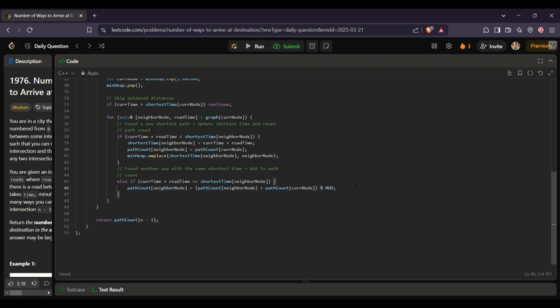then we add the extra number. For example, if we have found the same time 4 times, then we update the count to 4 at last. Then we return the last element of the path count, that is the answer. You can submit it.